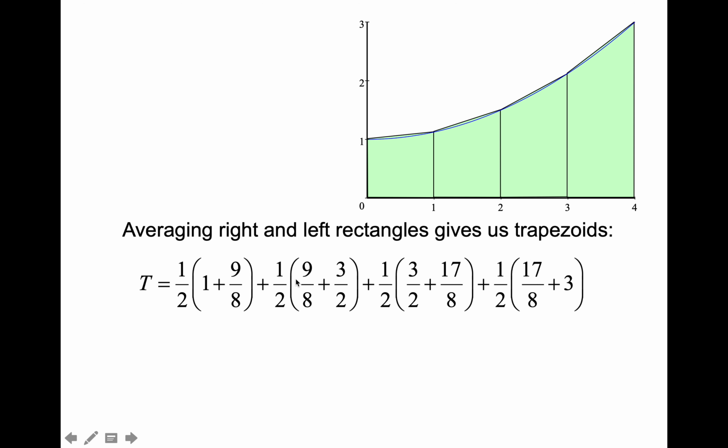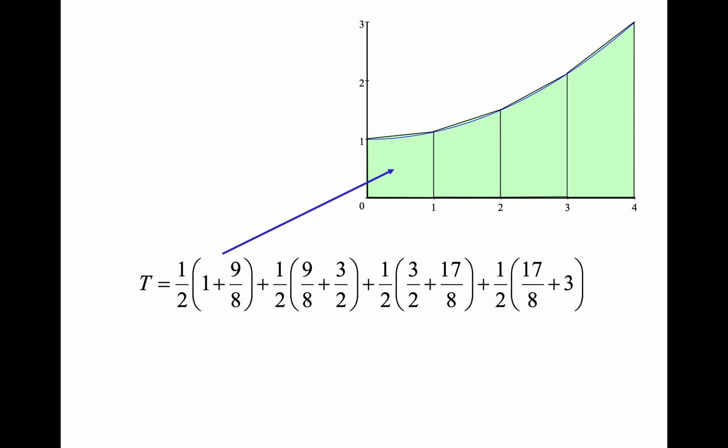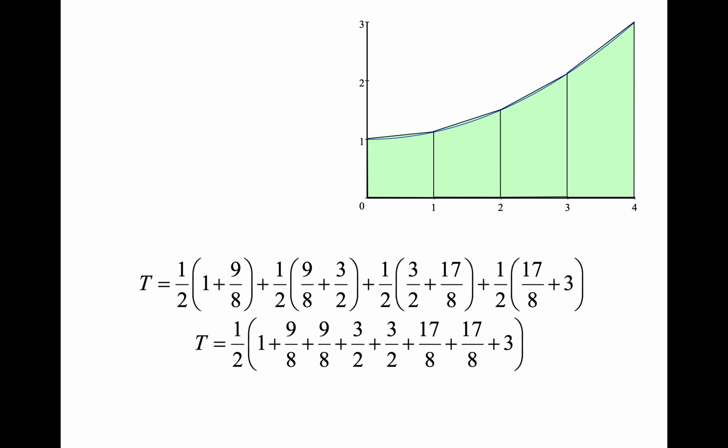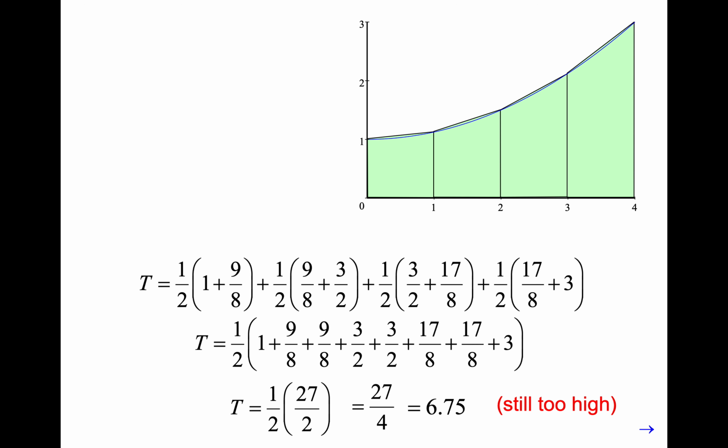Notice that the 9/8, this height right here, gets shared by 2 trapezoids. This one, the 3/2, gets shared by 2 trapezoids. And this, the 17/8, gets shared by 2 trapezoids. But the ends, the 1 and the 3, those don't get shared. So you'll see that they're only on there once. You're going to notice that when we talk about the formula for trapezoids. So we get all those areas, and if you add up all the areas of those trapezoids, you will get 6.75, which is the same as you get when you average the left and the right rectangles.